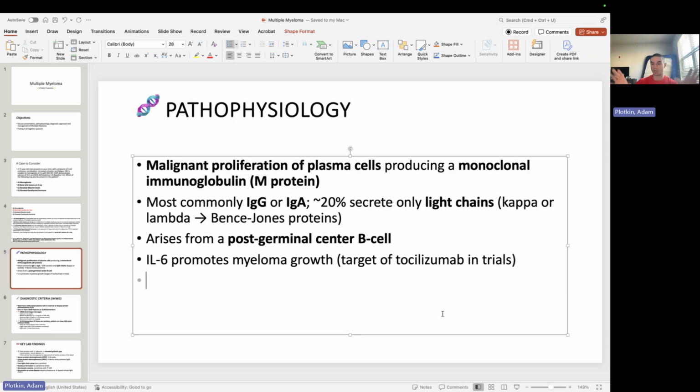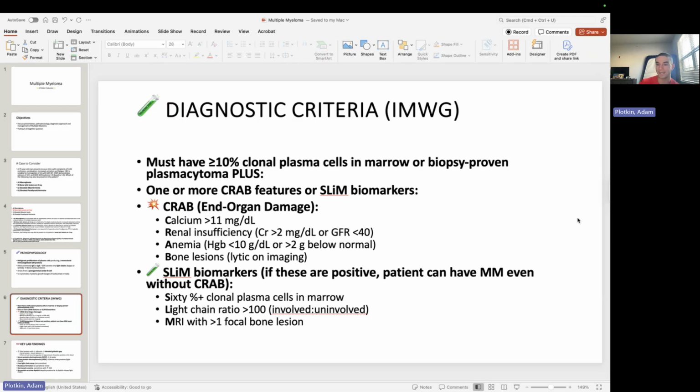Okay, so we just talked all about the pathophysiology of multiple myeloma. Now let's talk about how we diagnose it, right? The classic thing you're going to want to know for Step 1 and Step 2 is this CRAB mnemonic and then what we need to see in the bone marrow. So I'm going to talk about the CRAB mnemonic first, and then we'll talk about the bone marrow.